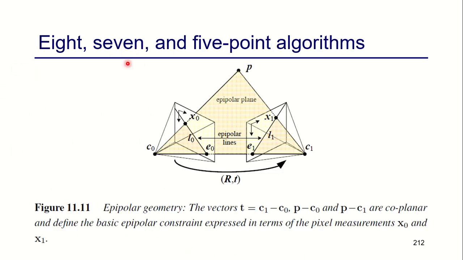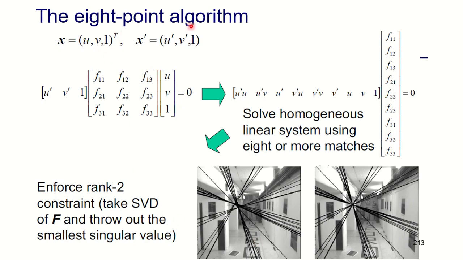So we have three types of algorithms: the 8, 7 and 5 point algorithms. This is the epipolar geometry of those algorithms. In the 8 point algorithm, you choose 8 values. Enforce the rank 2 constraint, take the SVD of it, and throw out the smallest singular values. The points x and x dash are taken from two different pictures, and from them you solve this homogeneous equation using at least 8 or more matches.